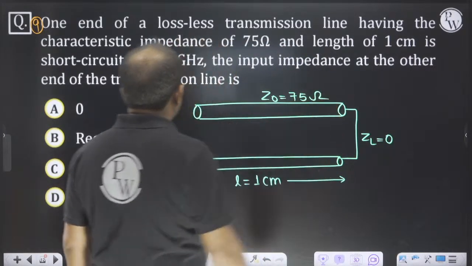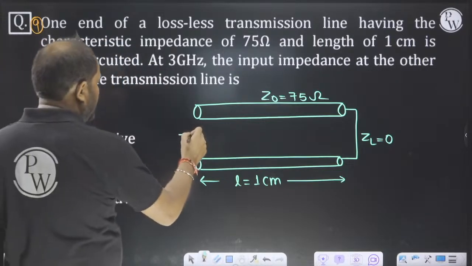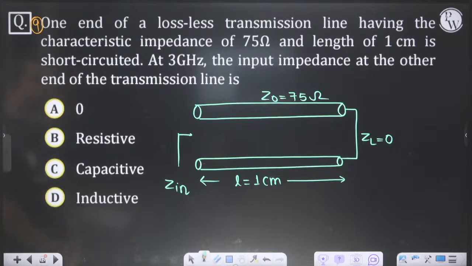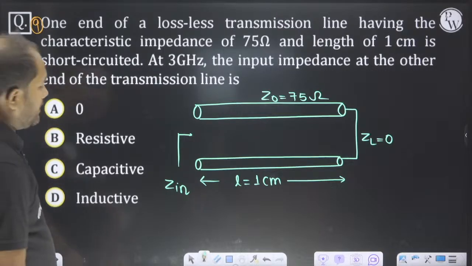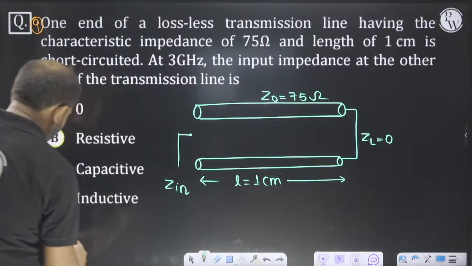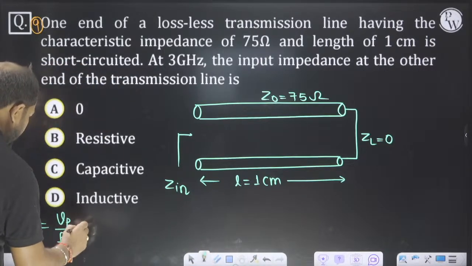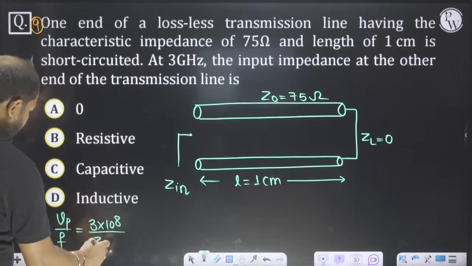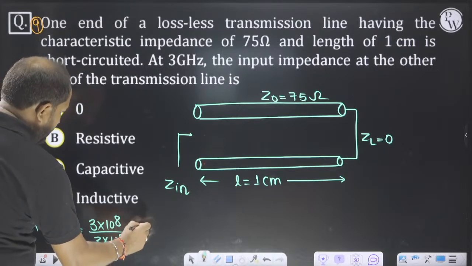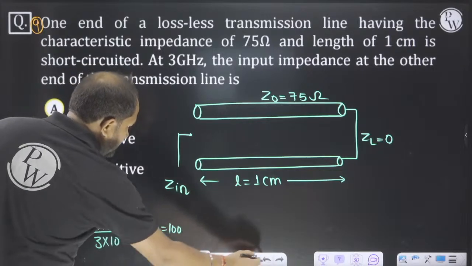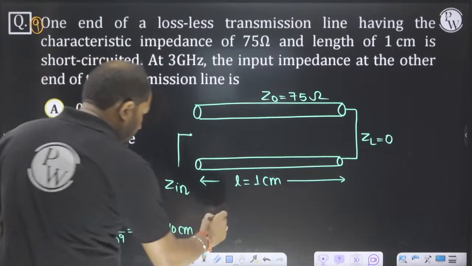They are asking for the input impedance at the other end of the transmission line. What you will do, first of all calculate beta L, and then calculate the value. For beta you have to calculate lambda. Lambda is equal to Vp upon f. Nothing is given, so I will take Vp as the velocity of light, and the frequency is given as 3 into 10 to the power 9. So it will be 0.1 meter, that means 10 centimeter.